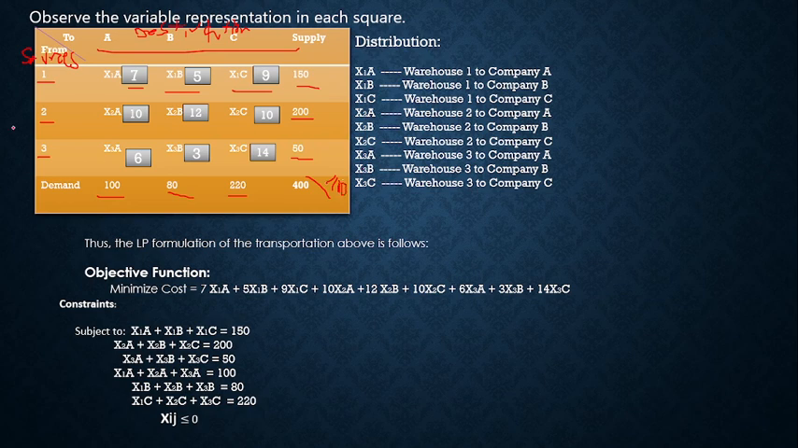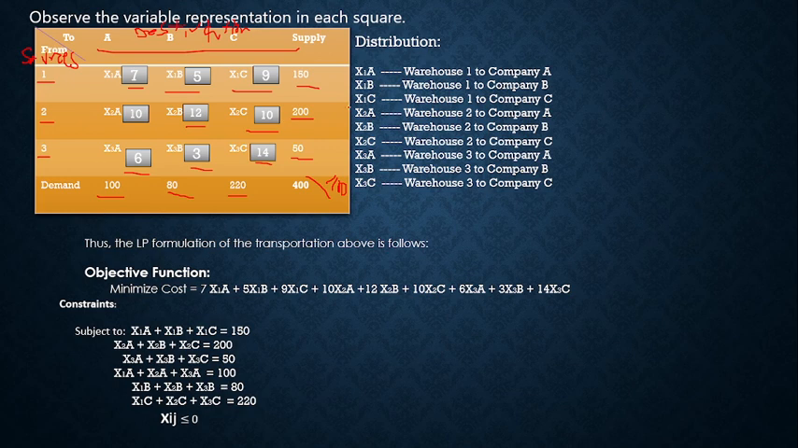In this row, x sub 2A is 10, x sub 2B is 12, x sub 2C is 10, and the supply is 200. X sub 3A is 6, x sub 3B is 3, and x sub 3C is equal to 14. The supply is 50.